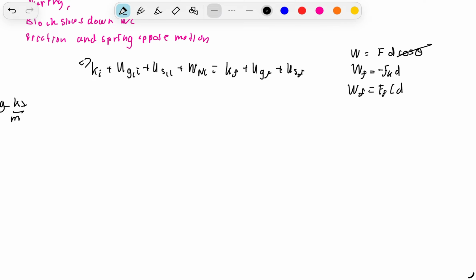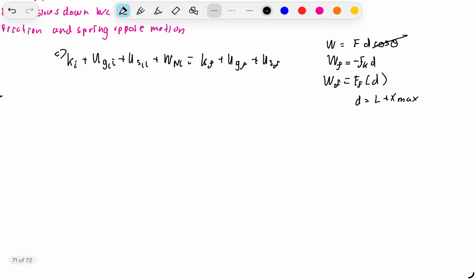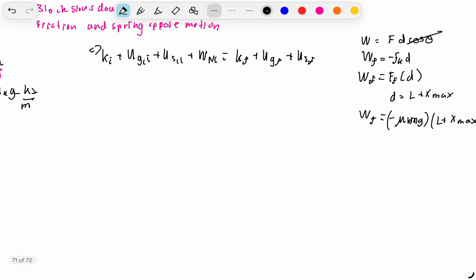Now here we know that our displacement d is equal to L plus X max, which our friction is acting and doing work over. So our entire work done by friction is equal to negative mu k times mg times L plus X max. Now after this, let's substitute in. This is equal to 0, this is equal to 0 as well, this is equal to 0, and then this is equal to 0. So then we can take what we have down.